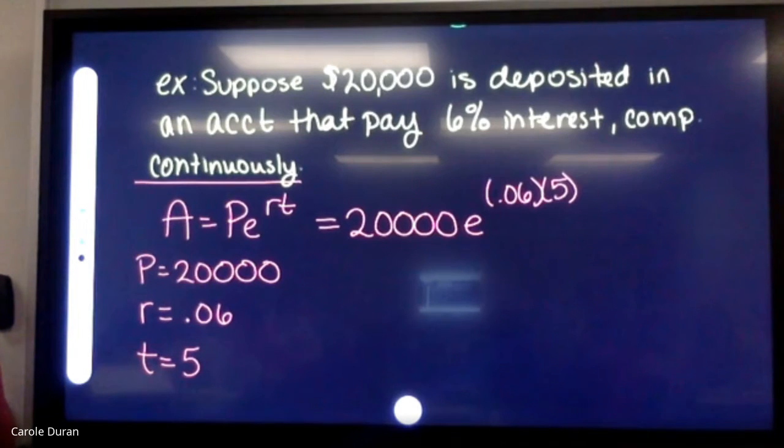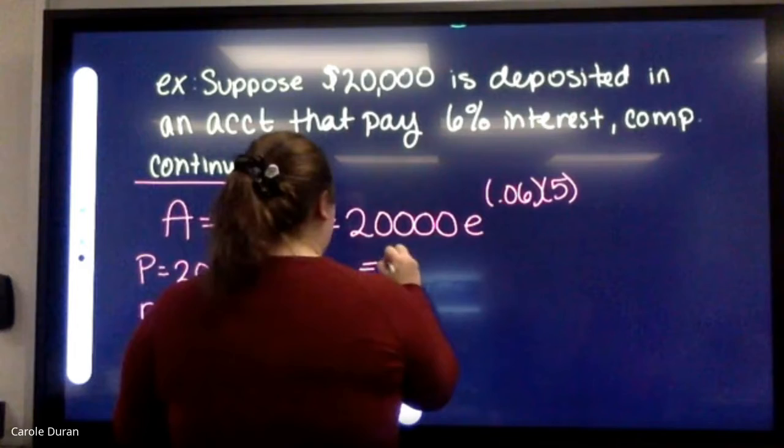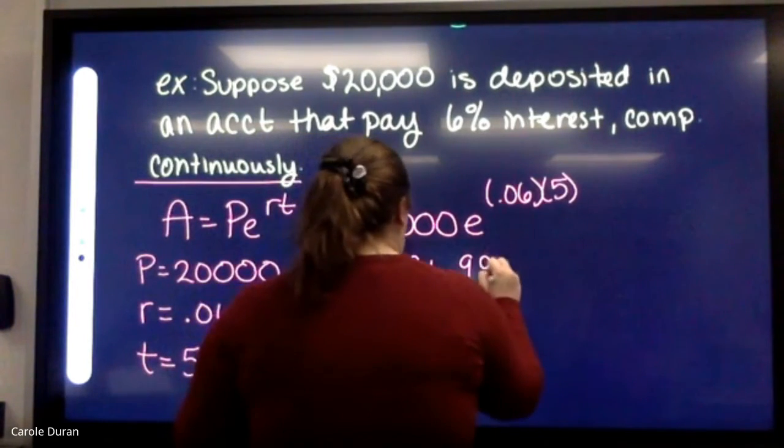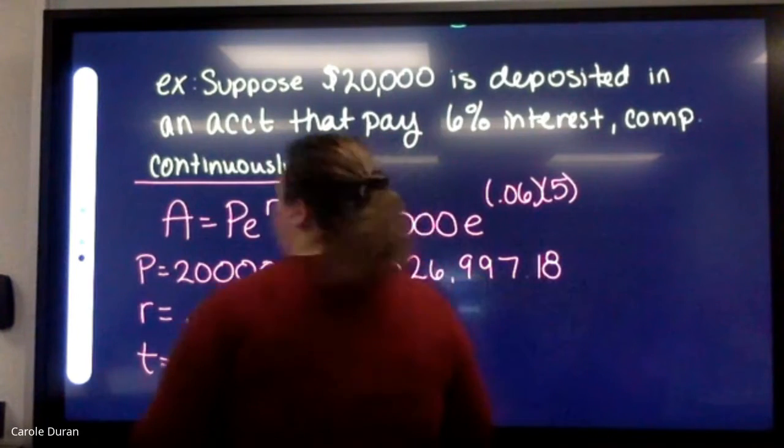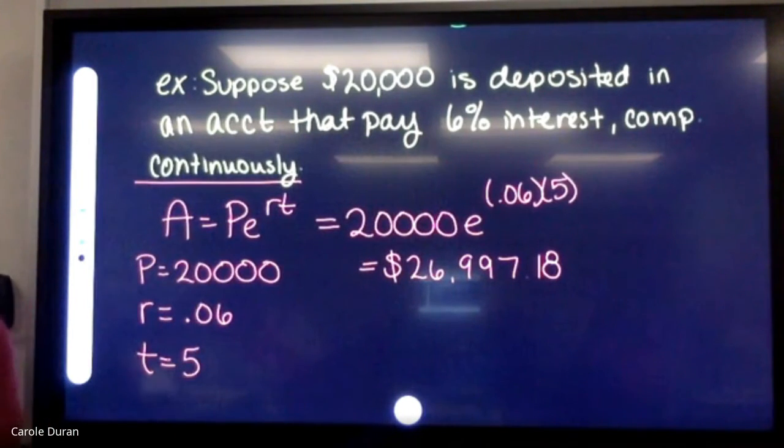When somebody has an answer they feel confident about, raise your hand. Molly, what's your answer? $26,997. Yes. $26,997.18. Did anybody not get that when you plugged it into your calculator? Anybody confused about how to plug it into your calculator? Okay.